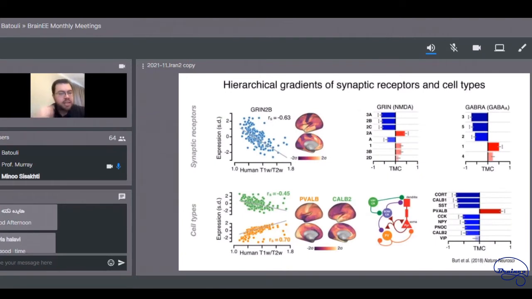And so we can look at different aspects of microcircuitry that we think are interesting and important. So we can look at, for example, different synaptic receptors. And for a lot of them, we find very strong variation across this T1, T2 map. So this, for example, is the gene GRIN2B. It codes for the NR2B subunit of the NMDA receptor, which is thought to be important for working memory, for example. And we see a strong negative gradient with T1, T2, which means it has higher levels in association areas compared to sensory. And we see this in excitatory receptors, NMDA, as well as inhibitory receptors, GABA.